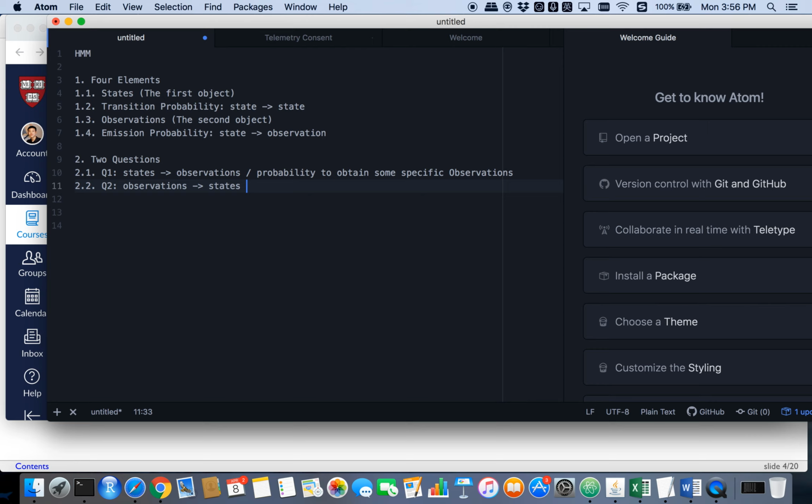Actually, it's prediction about the hidden states. But to solve the second type of question, you might need the answer from the first question. Well, this depends on these two types of algorithms. So now we will go through them in the video about the algorithm to solve these two types of questions.